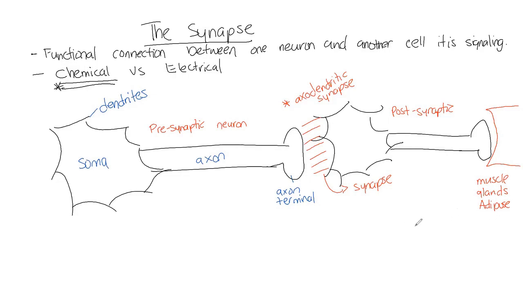Now, if it's a skeletal muscle cell, the junction is called the neuromuscular junction. Okay, so if the second cell is a skeletal muscle cell, the junction is called the neuromuscular junction. The synapse is called the neuromuscular junction.